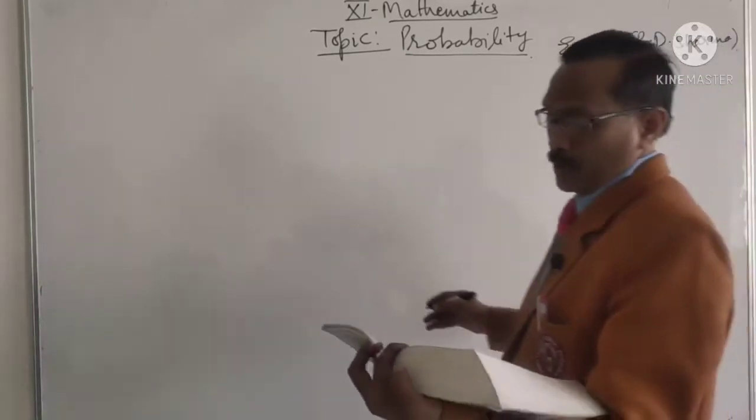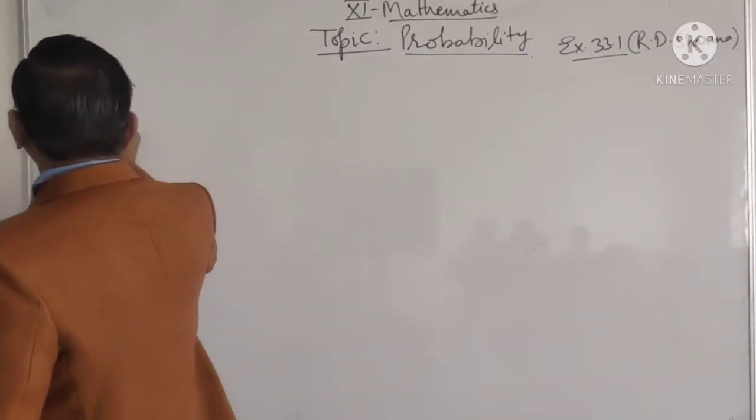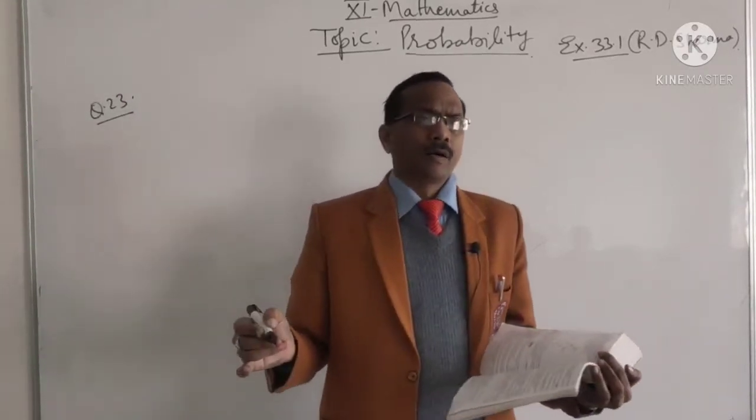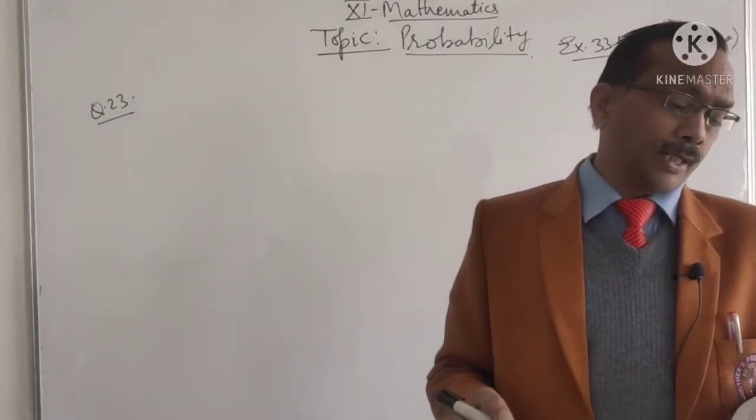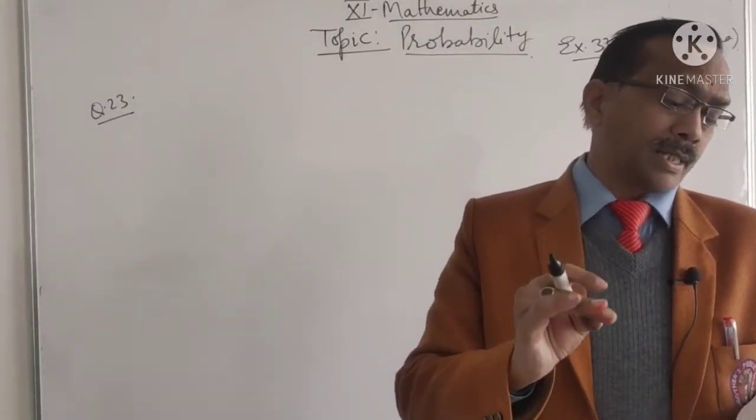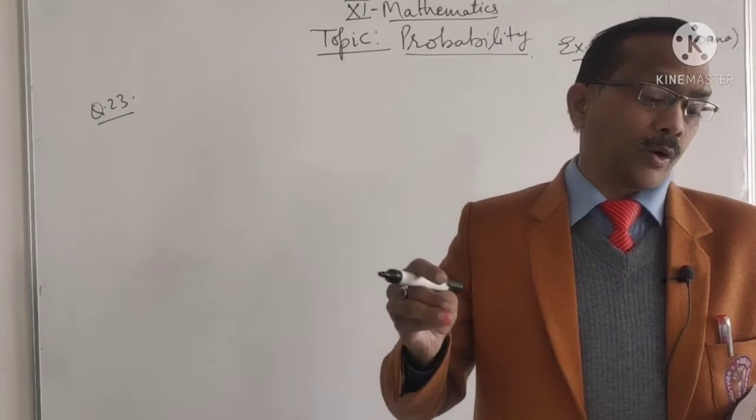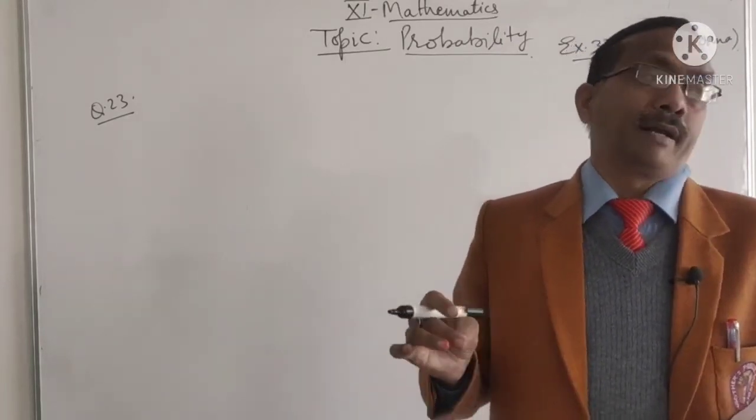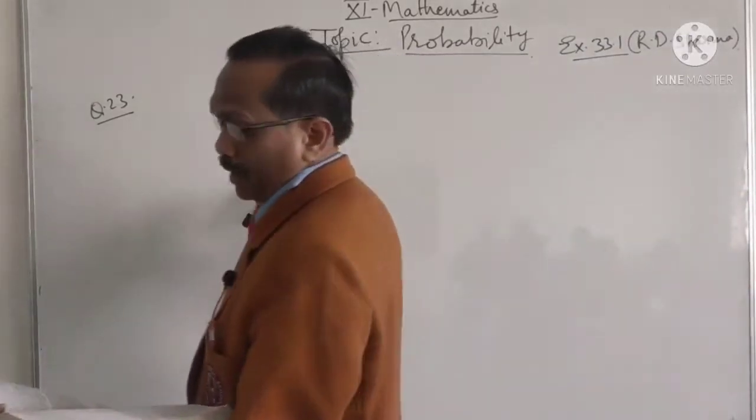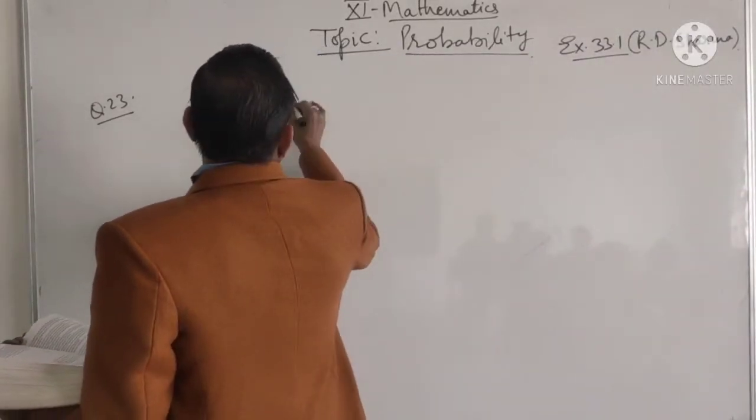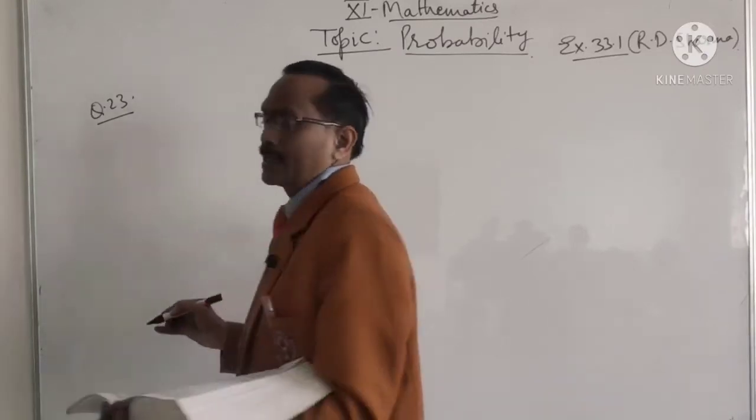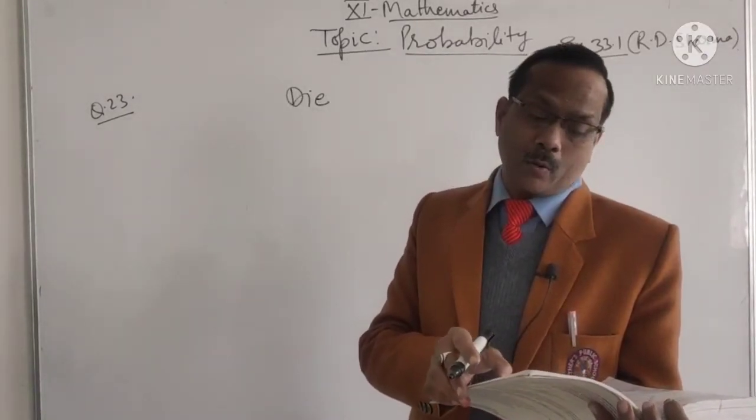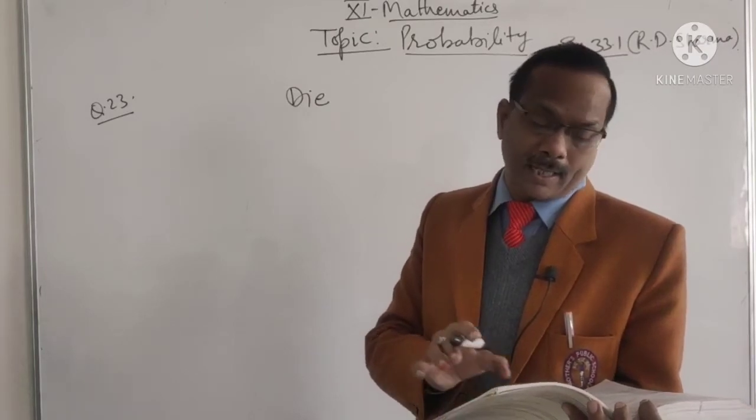Next is question number 23. Student, you will try the rest of the questions. Then question number 23, an experiment consists of rolling a die, then tossing a coin once if the number on the die is even. So here a die is rolled. There are 6 outcomes, then tossing a coin once if the number on the die is even.